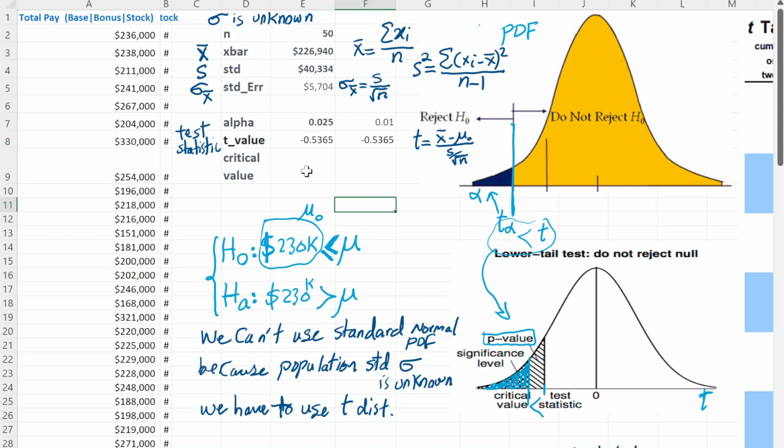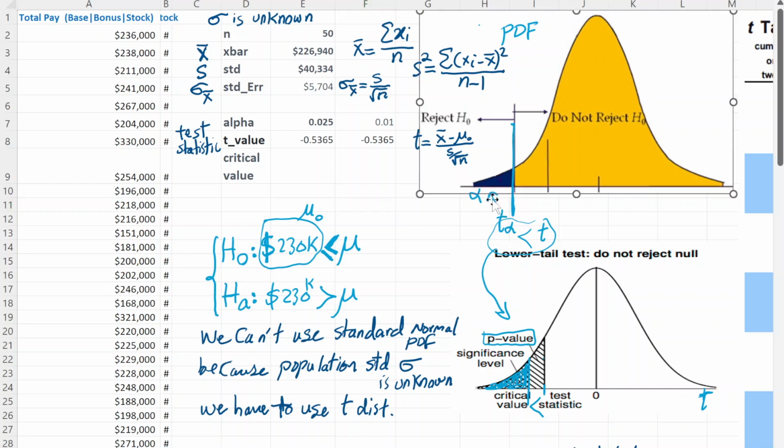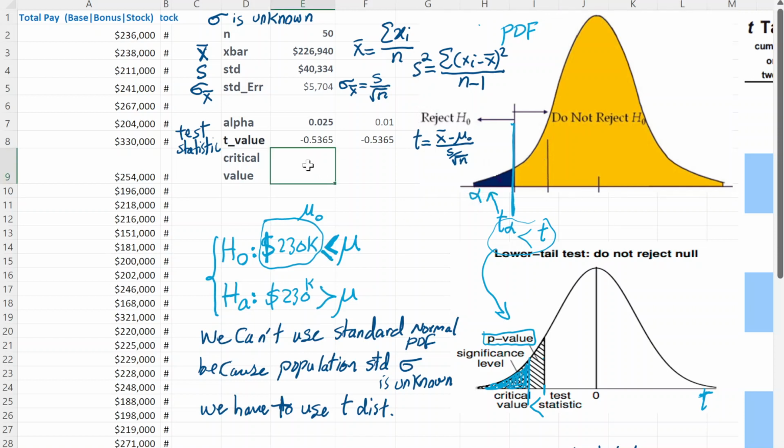What is the critical value? The critical value is this blue threshold, which we refer to as t alpha. It is the threshold corresponding to the dark blue area for which the area under the PDF curve is equal to alpha. So how do we find it? Well, the best thing to do is use an Excel formula.